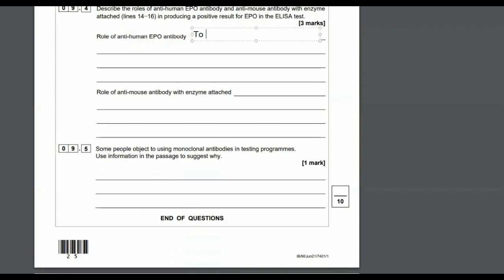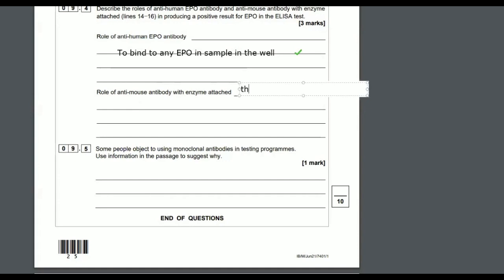So during the ELISA test, what is the role of the anti-human EPO antibody? Well, that is to bind to the EPO antigen. Now, this is part of what we call the indirect ELISA test. This is slightly more complicated than the direct ELISA test. I've got a video you can check out here with a question, which will go through it, and probably better than I'm about to do it now. So to bind to any antigen or EPO in the sample in the well.